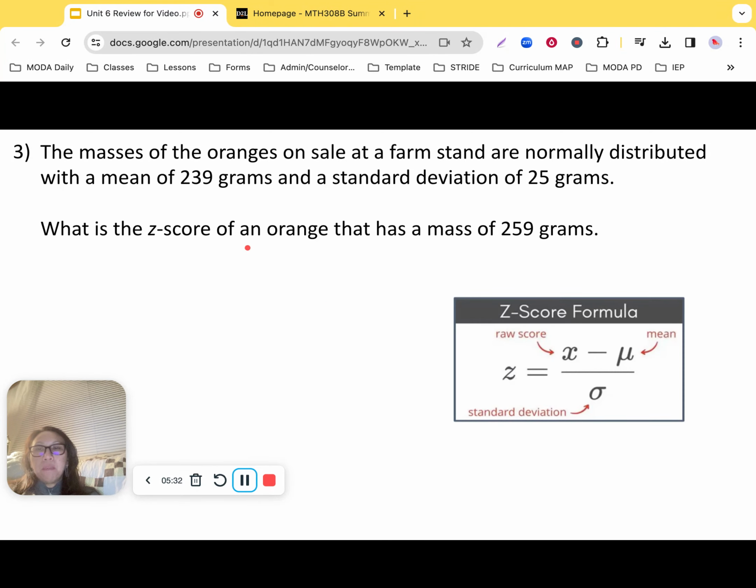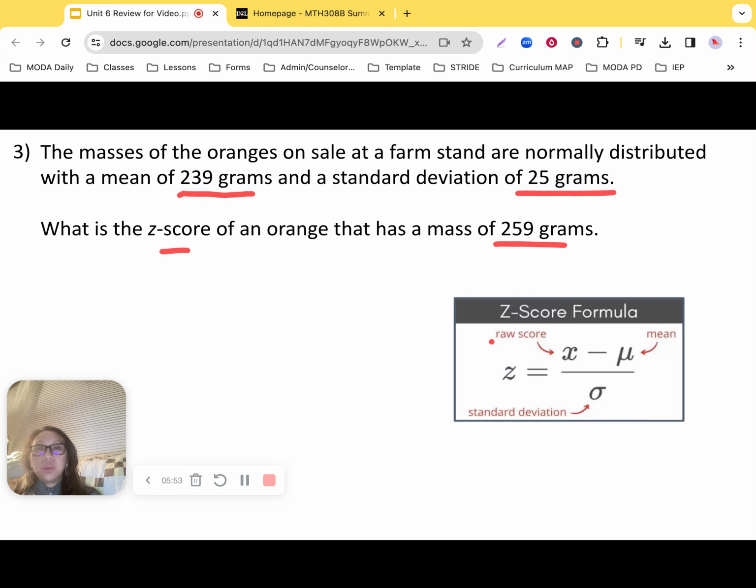All right, number 3. Given the masses of the oranges on sale at a farm stand are normally distributed with a mean of 239 grams and a standard deviation of 25 grams, what is the z-score of an orange that has a mass of 259 grams?